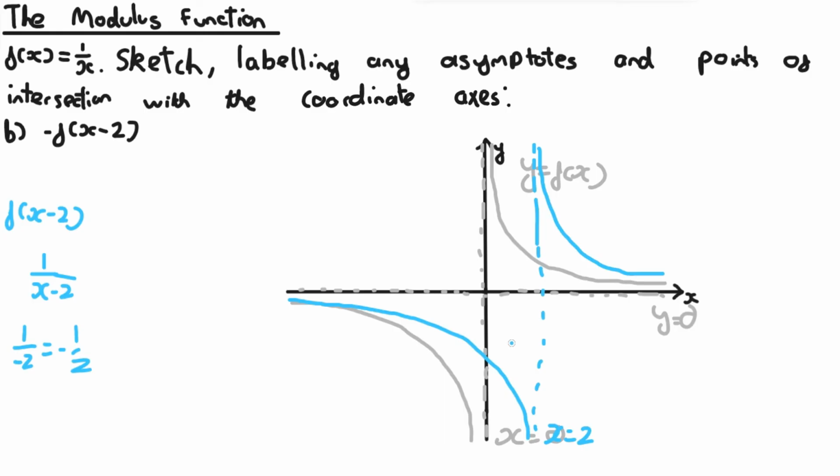So the y-intercept is at minus a half. And then this is the final answer, where this asymptote here is unchanged. This is still where y is equal to 0.